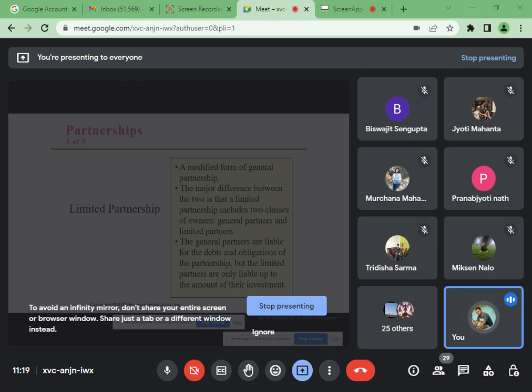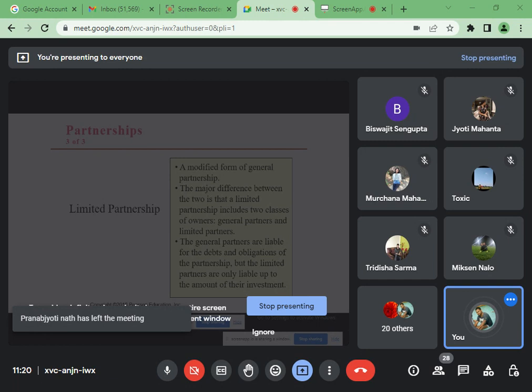Limited partnership, a modified form of general partnership. The major difference between the two is that a limited partnership includes two classes of owners, general partners and limited partners. The general partners are liable for the debts and obligations of the partnership, but the limited partners are only liable up to the amount of their investment. So there are two types of partnership, general and limited, and that is the main difference between them.